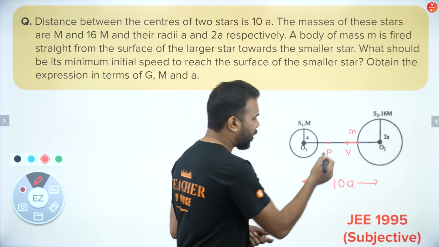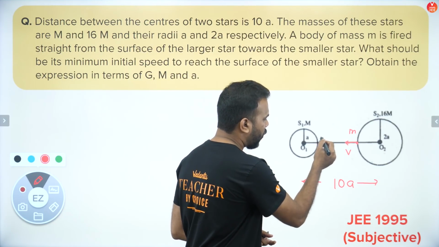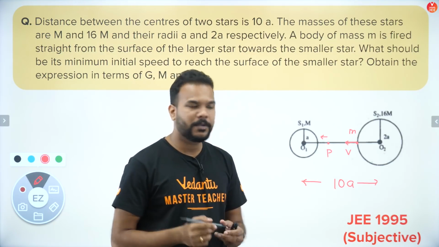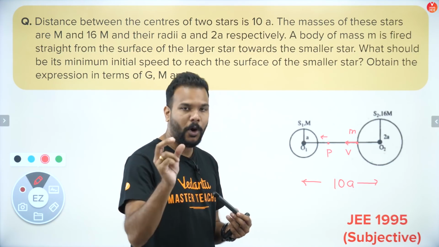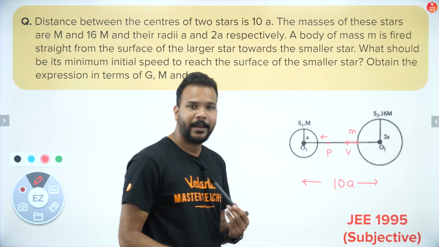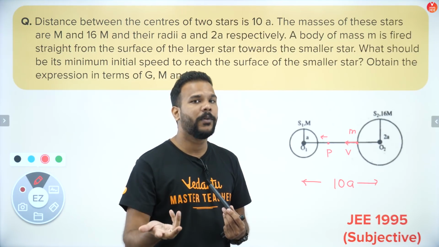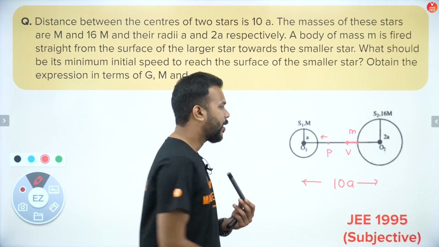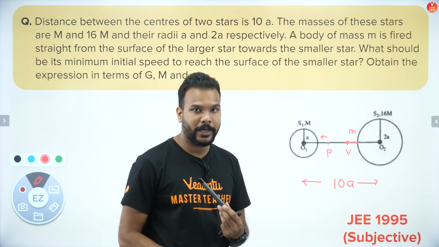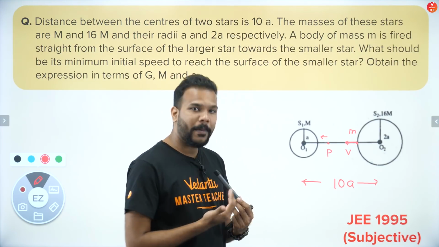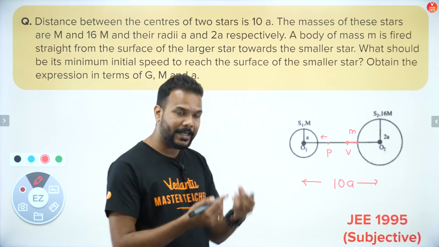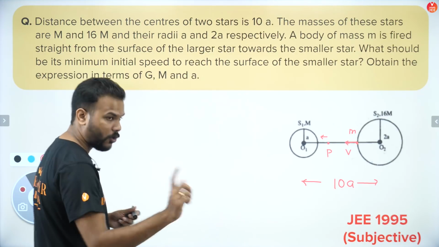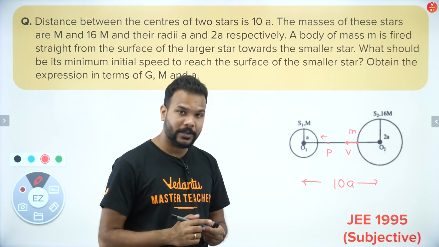Because if you make the point body, small m mass, cross this point P, after that you don't have to give it any velocity. Means what? Even if it reaches point P with 0 velocity, after that it will be pulled by the gravitational field of this star, because that is the zone where its gravitational field is stronger. Okay guys, I hope that the question is clear.